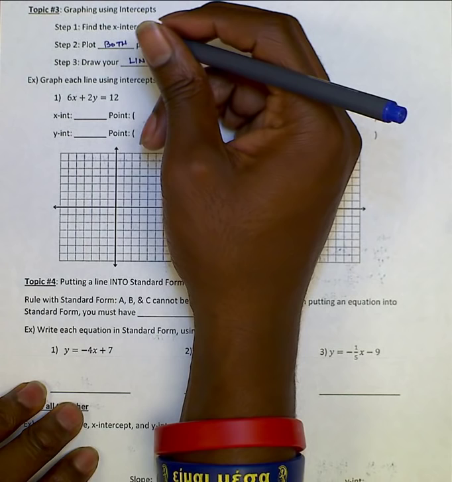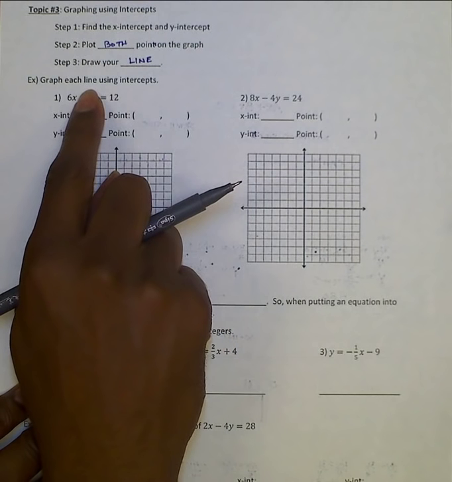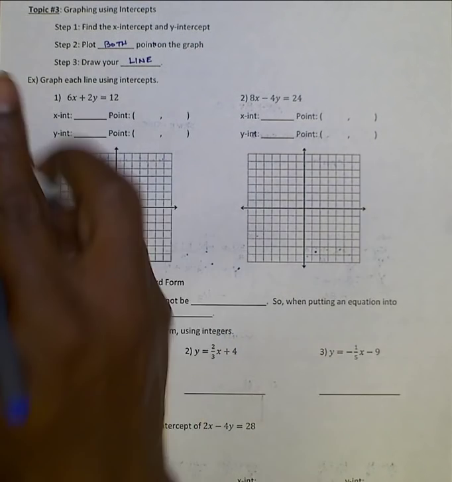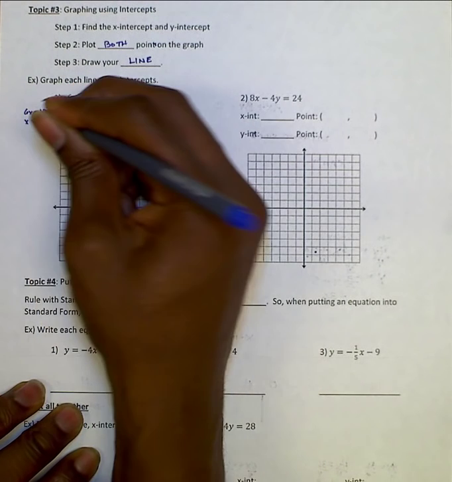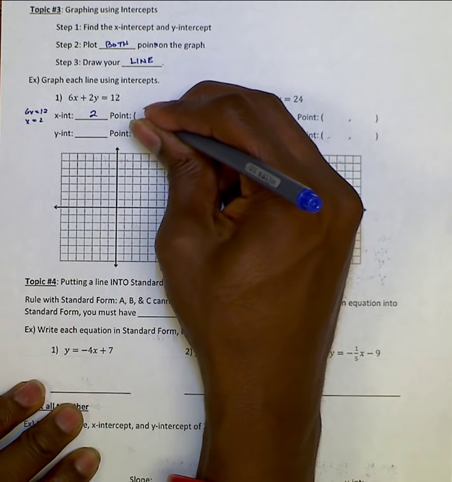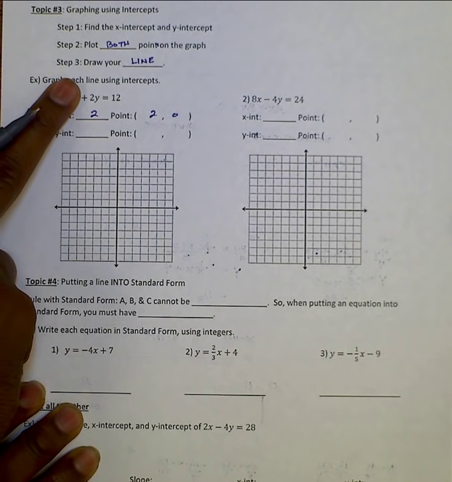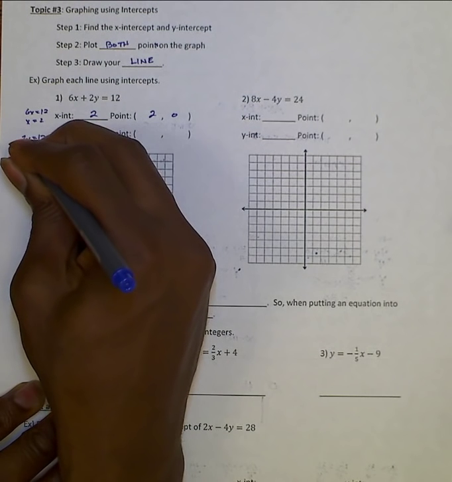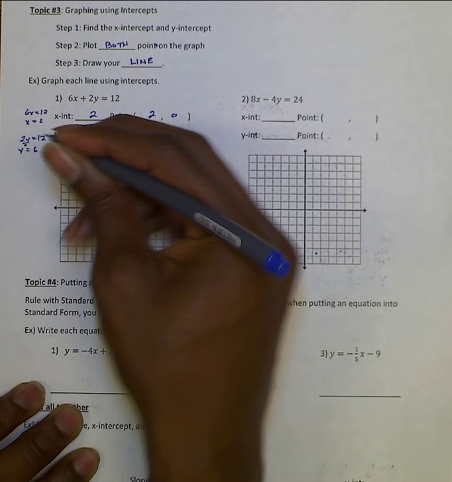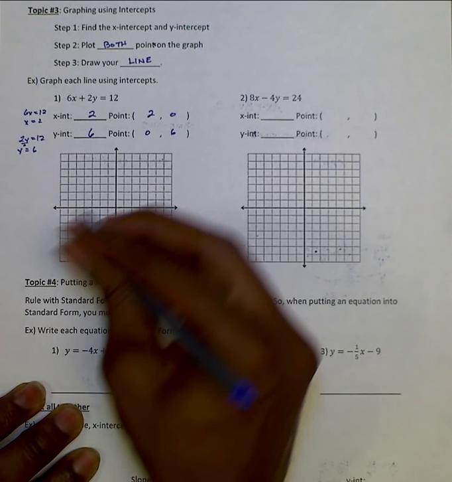So here, I'm given 6x plus 2y equals 12. This is in standard form. And so I can find my x-intercept. 6x equals 12. And so then I find that x is 2. So that means my point is (2, 0). I can do the same thing with y. 2y equals 12. And so I get y is 6. So (0, 6).